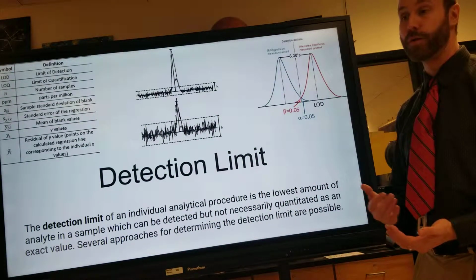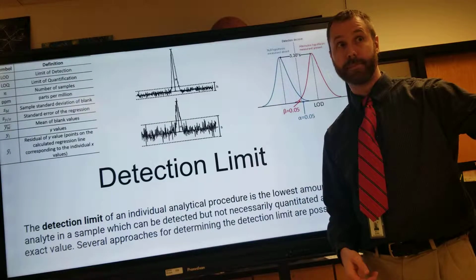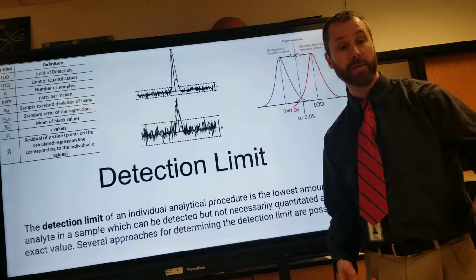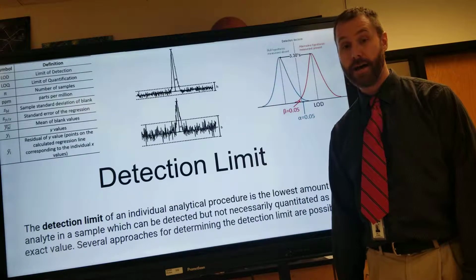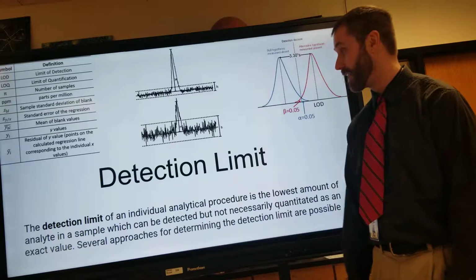So if you were using something like our balances, their detection limit might be that they might be able to measure a hundredth of a gram. That would be the lowest thing that they can detect. Is it really a hundredth of a gram? I don't know, but it knows something's on there if it's measuring that.